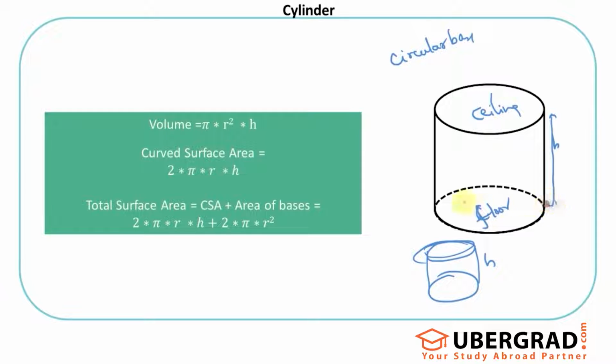Instead of L and B, because it's a circular base, I would have something called the radius, right? So the radius of the base. The formulas would deal with the radius of the base and the height of the cylinder. Pi into r square into h is the volume, pi r square h. Curved surface area is 2 pi r h, that's the circumference into height.